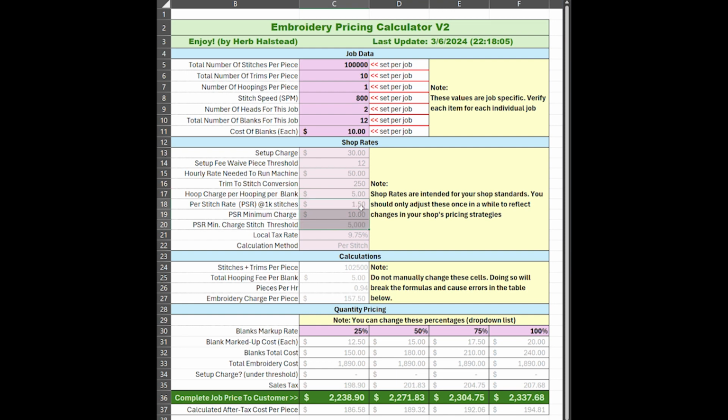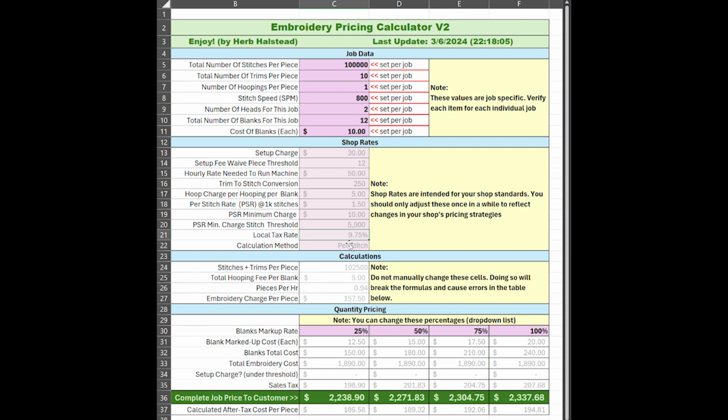The next three fields are for when you base your pricing on a per stitch rate. The first is a rate that you charge per 1,000 stitches. This could be $1. Some people are doing 2, some people are doing 1.5. This next one lets you set up a minimum charge: as long as the stitch count is under the minimum, there's going to be a minimum charge. And then on the next row we have that minimum stitch count. So what this is saying is that if a project is less than 5,000 stitches, you're going to get a minimum charge of $10 no matter what. And above that, you'll prorate it at the $1.50.